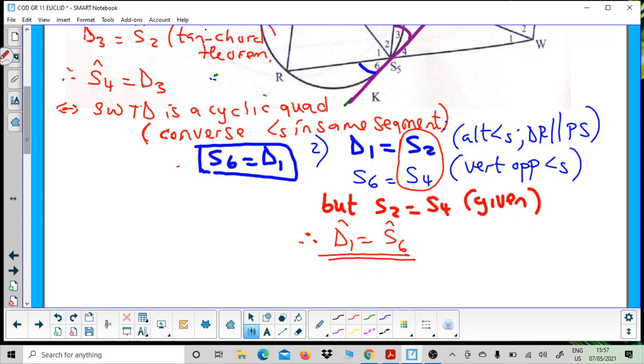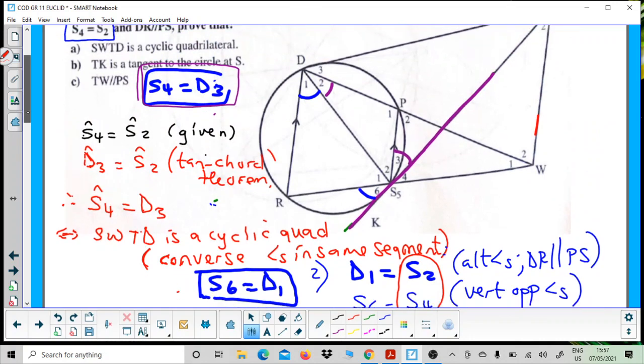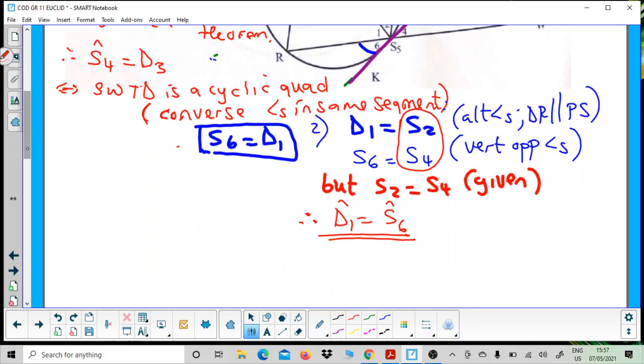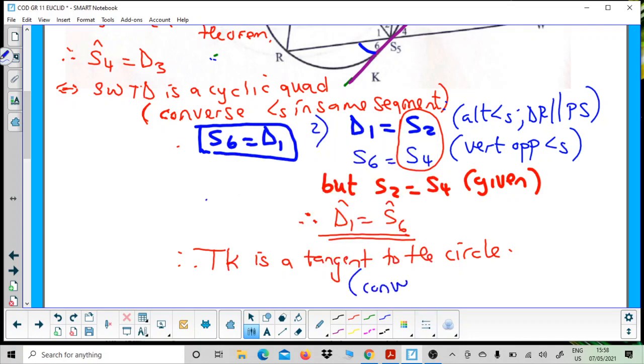So we are going to say, therefore, what is the name of this tangent? TK is a tangent. Let me show you the short reason. Therefore, TK is a tangent to the circle. Okay, you can mention the circle, and the reason is you always put converse. You're not going to say tan chord theorem as if it was already given, you say converse tan chord theorem.